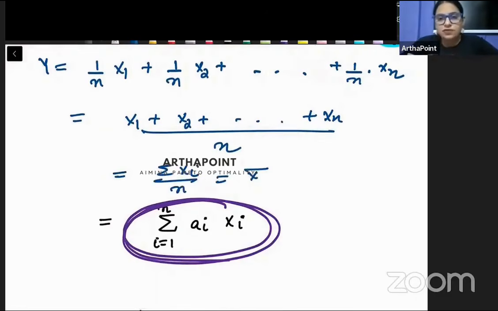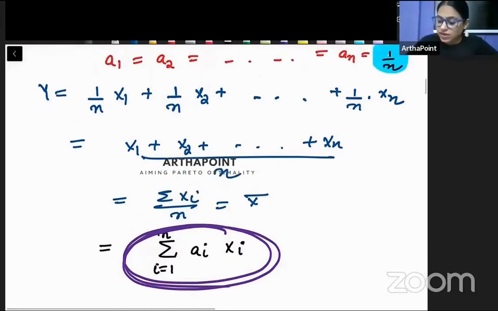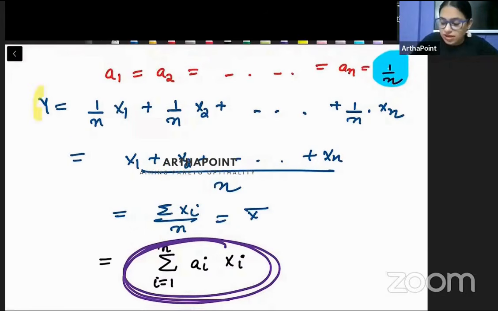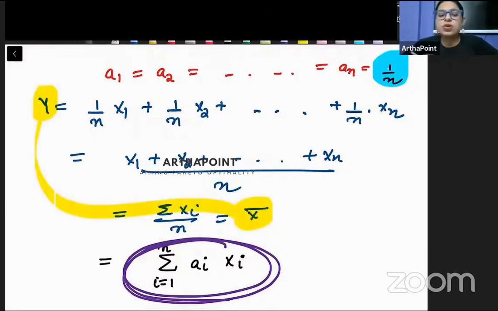So basically what we are saying is that for some value of a, कोई एक ऐसी वैल्यू होगी जिसके लिए ये जो हम लीनियर कॉम्बिनेशन बनाने की कोशिश कर रहे हैं, एक्चुअली ये मीन के इक्वल हो जाएगा. It will be equal to the mean of the random variables.